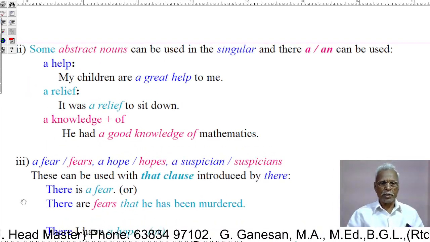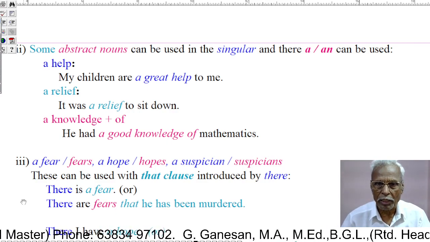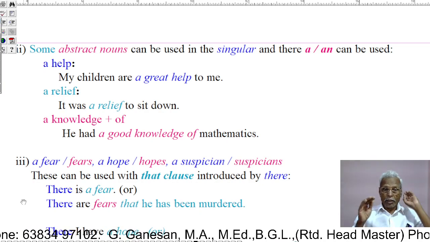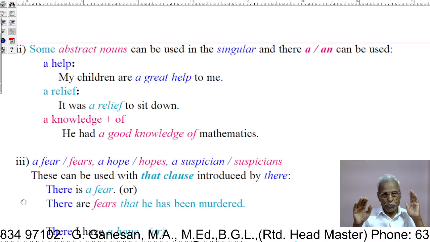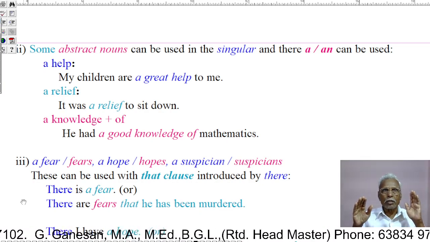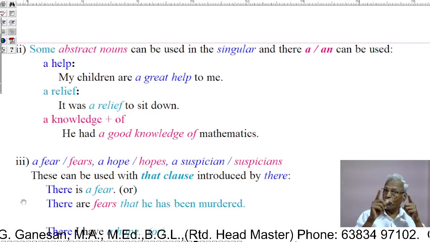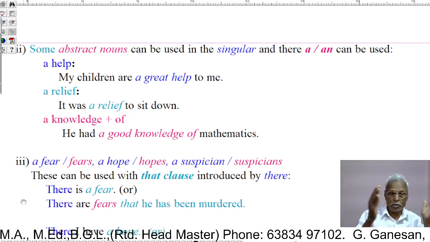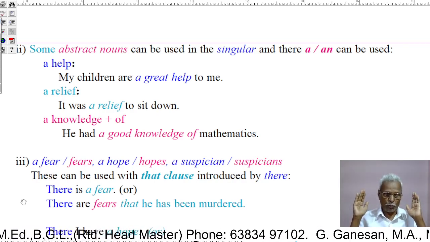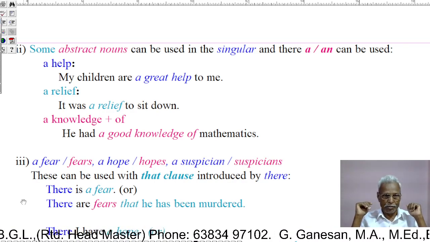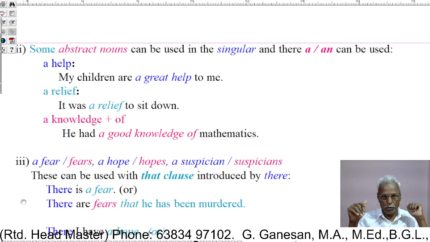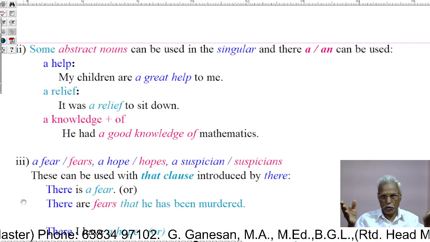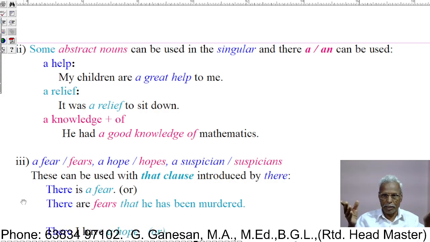Then some abstract nouns can be used in the singular and there a and an can be used. See, actually abstract nouns are also uncountable nouns. So we should not use the article a or an before abstract nouns also. But in some cases, some abstract nouns can be used in the singular, and there a and an can be used.